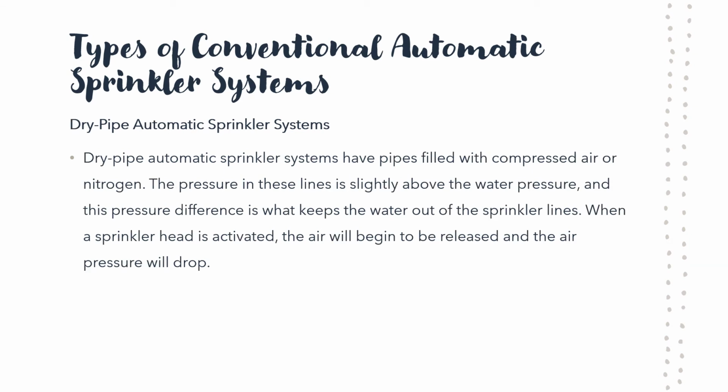Dry pipe automatic sprinkler systems have pipes filled with compressed air or nitrogen. The pressure in these lines is slightly above the water pressure, and this pressure difference is what keeps the water out of the sprinkler lines. When a sprinkler head is activated, the air will begin to be released and the air pressure will drop.